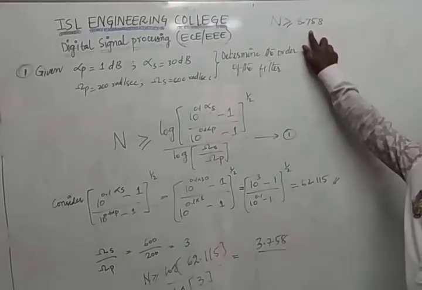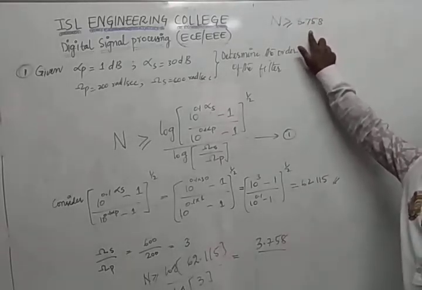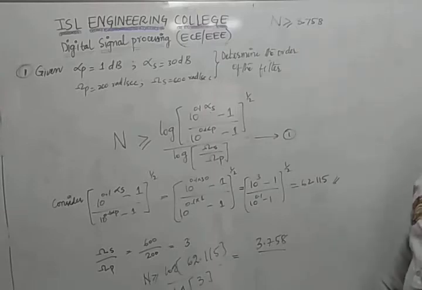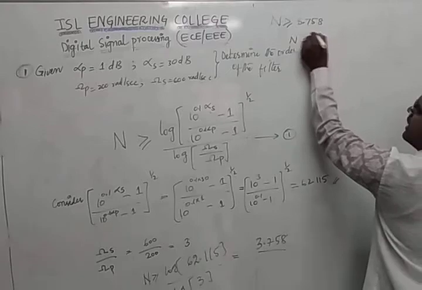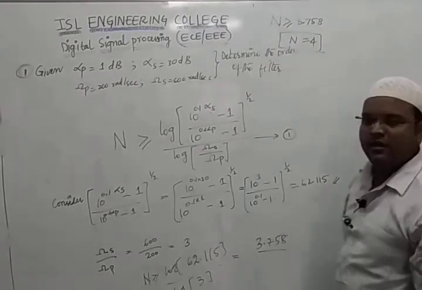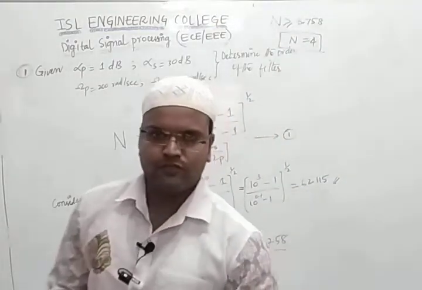We need to round off this one to the higher integer. So what is the higher integer? 3.7, higher integer is what? n is equal to 4. So your answer for this particular problem would be fourth order of the Butterworth filter.